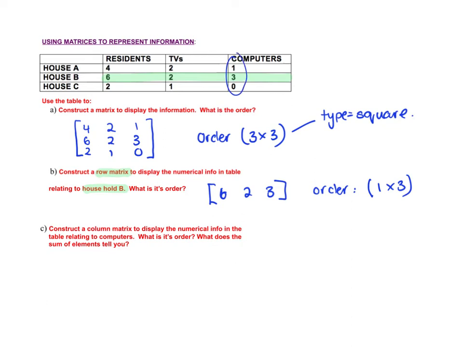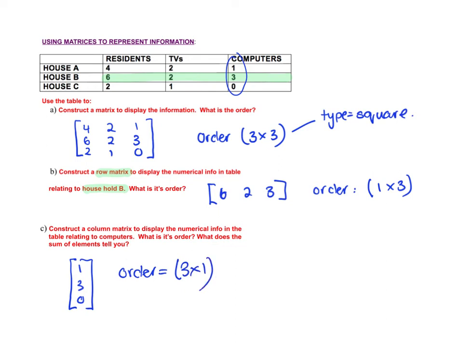And then the last one says, construct a column matrix to display the numerical info relating to computers. So they just want that part. So I just write out my column. And what is its order? So what's the order of this one? How many rows? 3. And how many columns? 1.